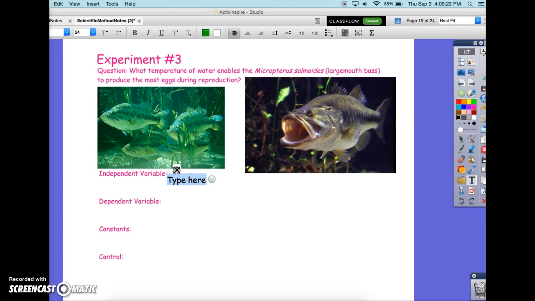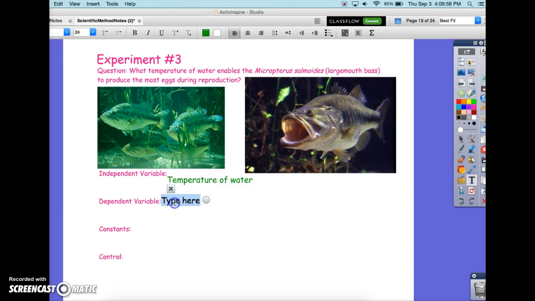at you. So what we have here is we have an experiment with largemouth bass, and we are trying to determine what temperature of water enables the largemouth bass to produce the most eggs during reproduction. So what is the scientist changing here? What the scientist is changing is the temperature of water. Okay, it says right there, what temperature of water enables the largemouth bass? Okay, so what temperature of water? We're going to change the different temperatures to figure out which one enables the largemouth bass to produce the most eggs during reproduction. So what are we measuring?